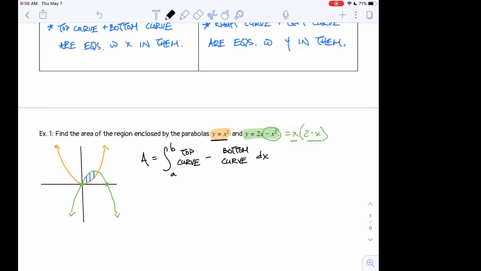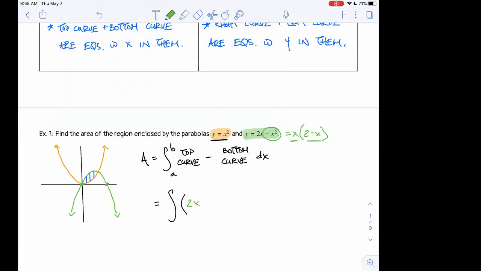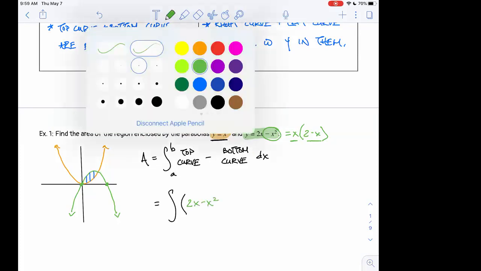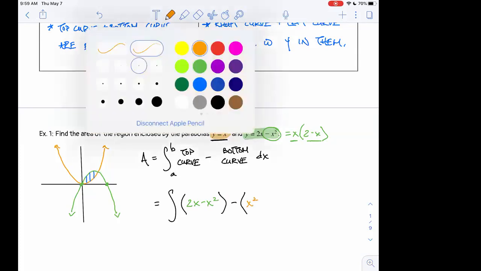So based off of what we have here, let's see what we can fill in. Which curve would we say is on the top of those blue rectangles? Y equals 2x minus x squared. Good. So I'm going to put the green curve here, 2x minus x squared. That's the top curve, and again, I know that from the diagram. And then minus, that leaves the orange one as the bottom curve, x squared.